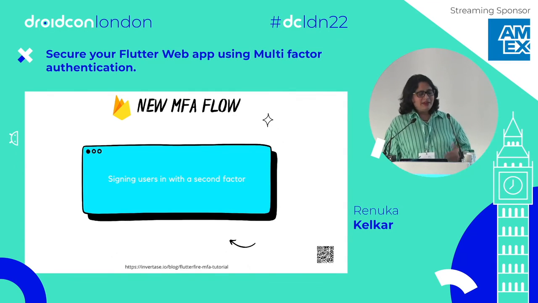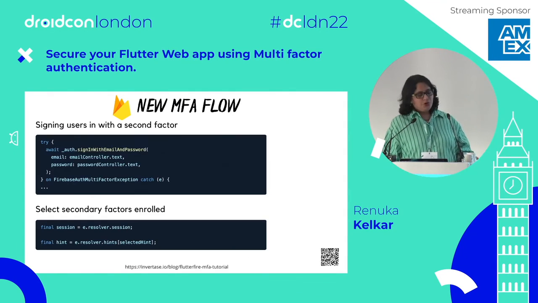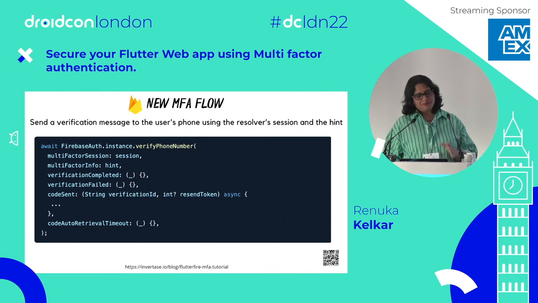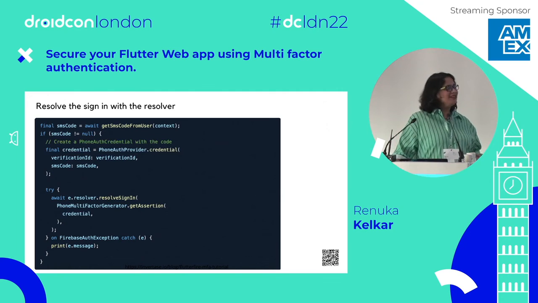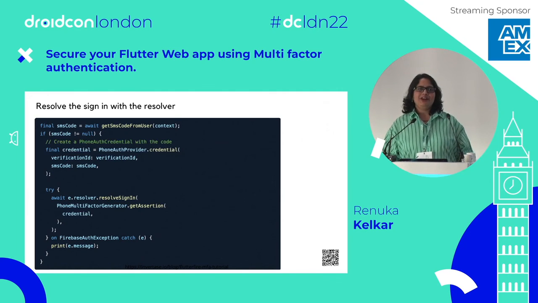And the same for signing in the user with the second factor. You sign in the user and catch the error, and in that error you will have the resolver and the hints, which help you do the second factor verification. These are very simple steps and you are done. I'm really happy that the FlutterFire and Firebase team has added support for multi-factor authentication and reduced the work, which is really important for any application.